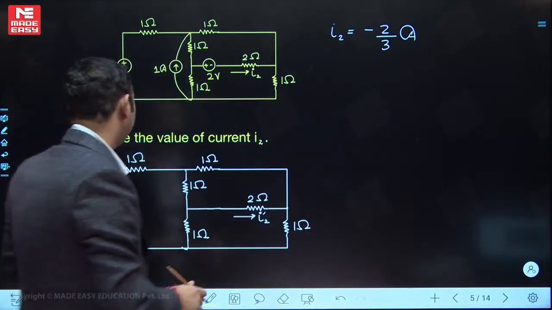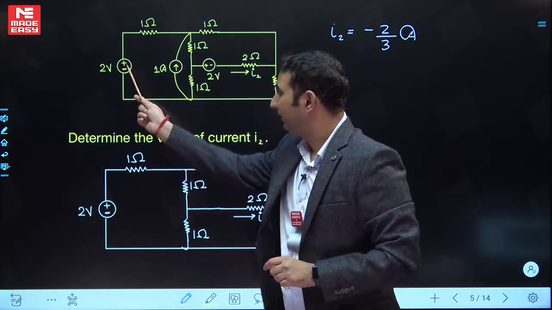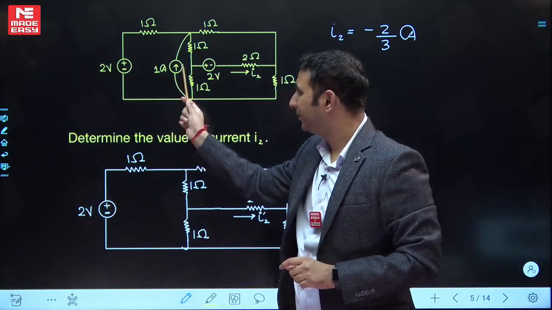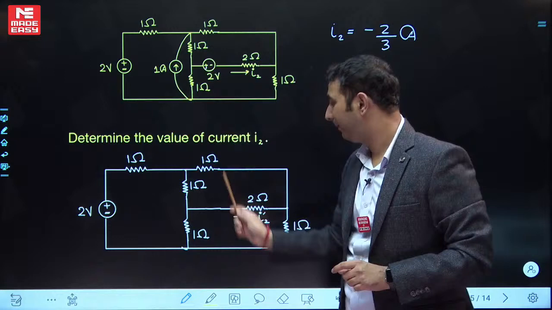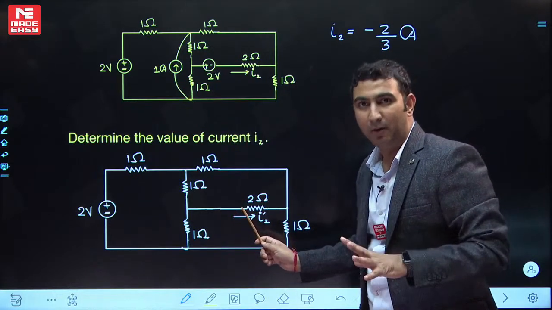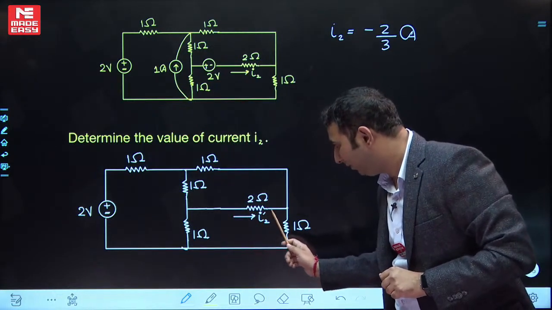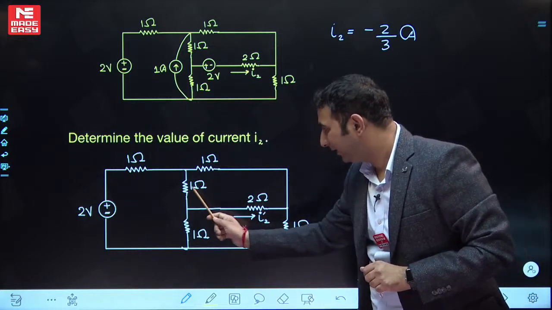This is the circuit that I'll be getting, isn't it? This source I have kept deactivated, so replaced by an open circuit, deactivated, replaced by a short circuit. Now in this question I have to calculate the value of I2 dash. Now can you see this is a bridge?